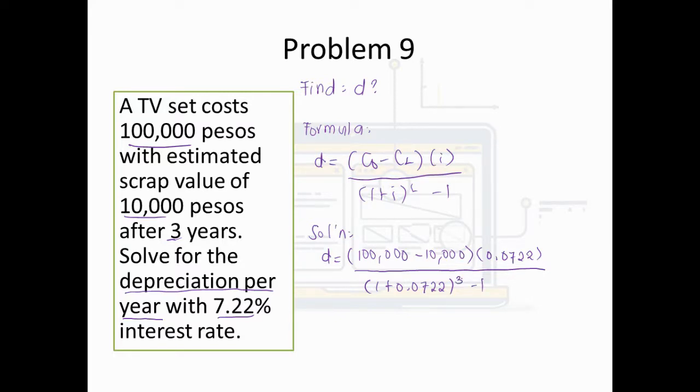So, using our calculators, we can now have the final answer, which is 27,934 pesos and 58 centavos. So, once again, yung TV cost natin will depreciate by 27,934 pesos and 58 centavos every year, or annually.